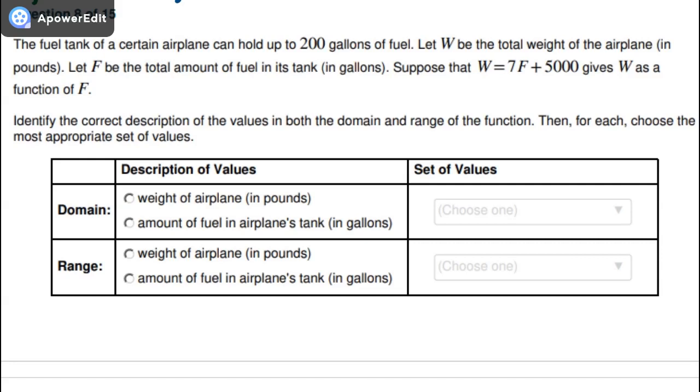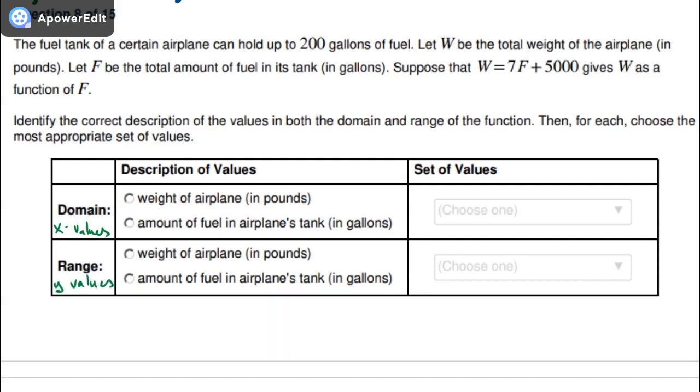Alright, identify the correct description of the values in both the domain and range of the function. Then, for each, choose the most appropriate set of values. There are a few things we need to review here. First of all, what is the domain? I hope by now you know that domain is the x value, and range is the y value.